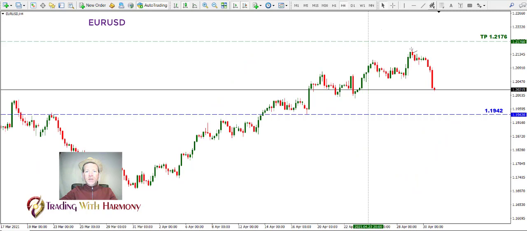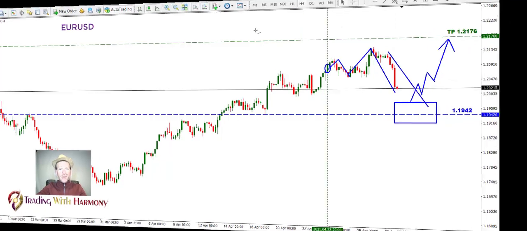Okay then, so last week price finished here at this point, and what we were looking for was price to continue up north to hit our TP. It did make two attempts, but then we got a really big deep retracement. So we're looking for price, if it continues down but holds at our structural level here, being the 1.1942 area, and then once we get a trend break, we're looking for price to continue up north to hit our TP level, being the 1.2176 in the euro dollar.